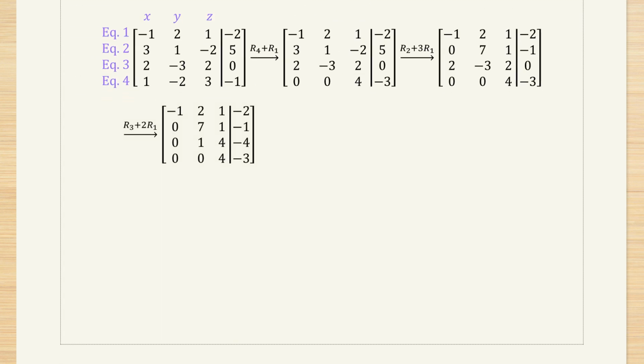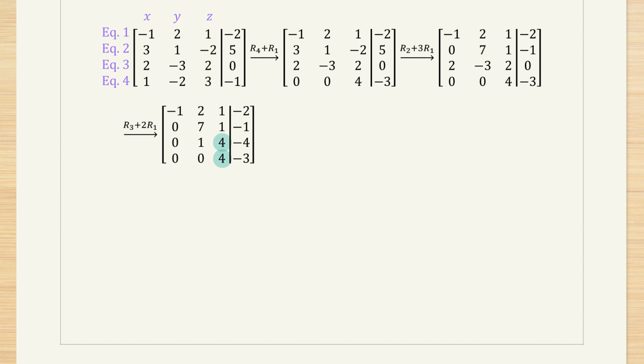Row 3 plus 2 times row 1. 2 plus 2 times -1 is 0. -3 plus 2 times 2 is 1. 2 plus 2 times 1 is 4. And 0 plus 2 times -2 is -4. We're now done with the first column. There's nothing else we can use to clear that -1 because everything else other than that -1 in the column is zeros. We can try to get zeros in other columns.